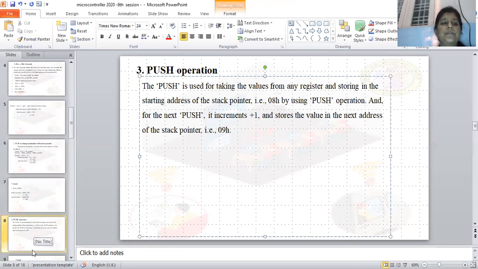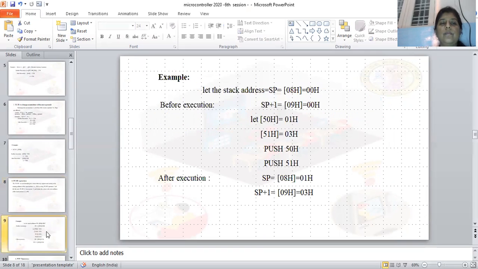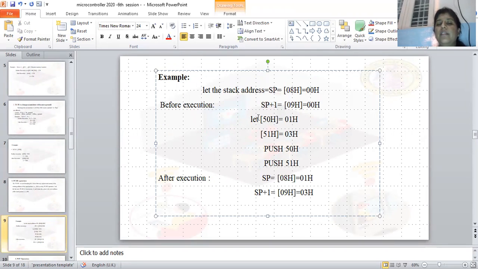Consider an example. Consider the stack pointer address SP is equal to 08H, and the contents are 00H, that is cleared. Incrementing the stack pointer by 1 gives 09H, which is equal to 00H, that is, the 09H memory location is cleared. Consider the 50H memory location: let 50H be equal to 01H and 51H be equal to 03H. Push 50H, push 51H.